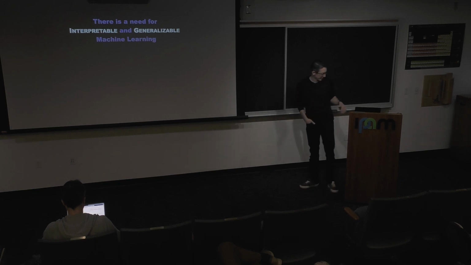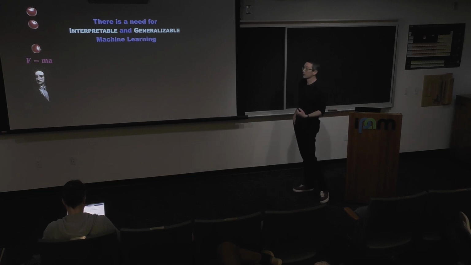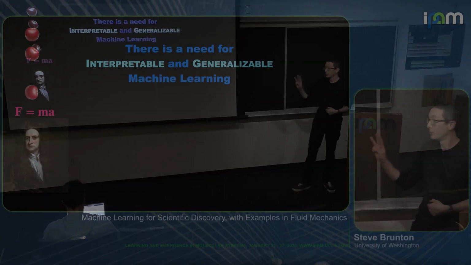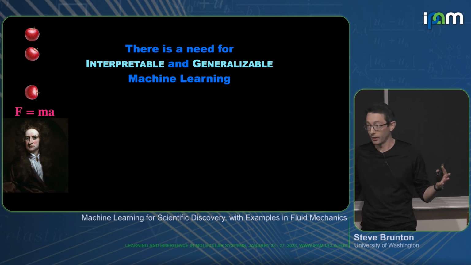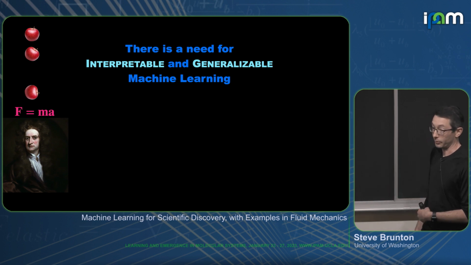Instead of defining these, since I always get into fights when I try to define these, I'll just give you my favorite example of an interpretable generalizable model. Newton's second law, F equals ma, is clearly interpretable. It has 3 terms: force, mass, and acceleration. They have units. You can write these down for a particular problem of interest and go to a coffee shop with a friend and analyze and discuss them. They're highly explainable and interpretable.